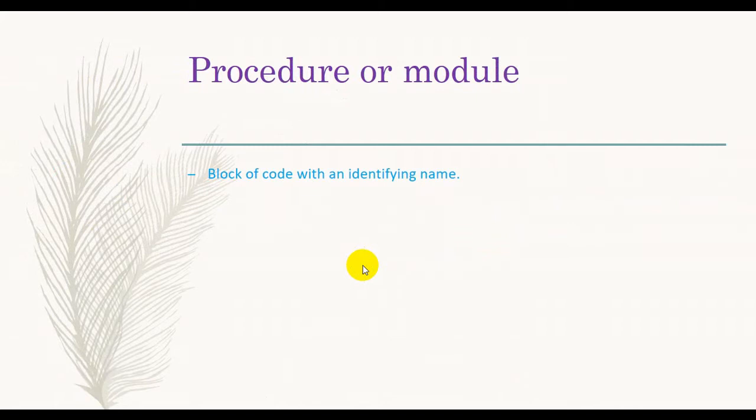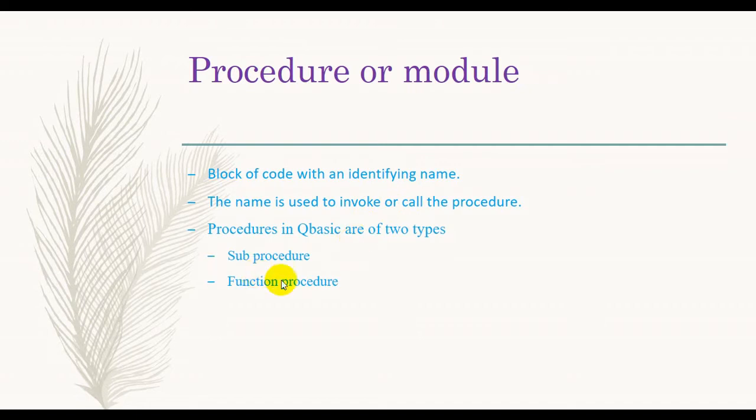So what is actually a procedure or a module? It is a block of code that has its own identifying name through which it is called by the main module, and the name is used to invoke or call the procedure. Sub procedures are of two types. That means in QBasic we have sub procedure and function procedure.